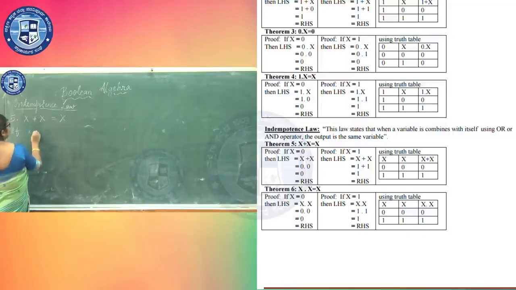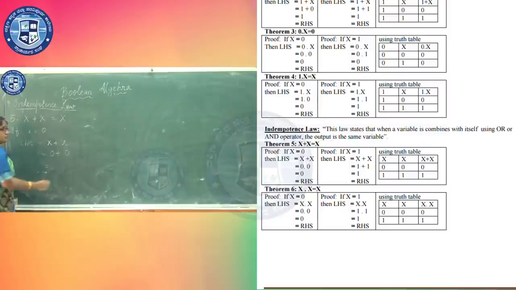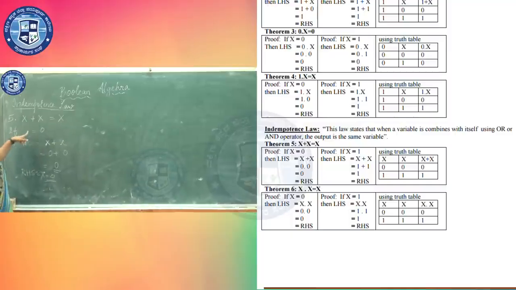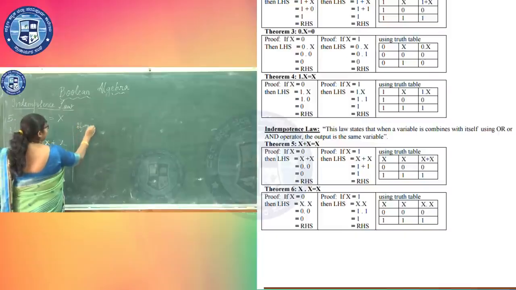If x equal to 0, we shall take the LHS. X plus x, 0 or 0. What is the value for 0 or 0? That is nothing but 0, which is the right hand side. Right hand side is x, and that is nothing but 0. It is proved. This idempotence law we proved using x equal to 0. Now we will have to prove it for x equal to 1.